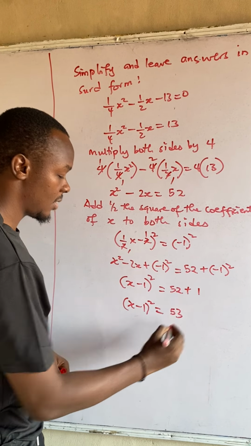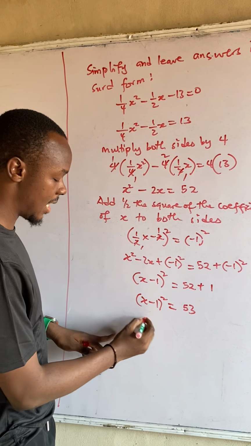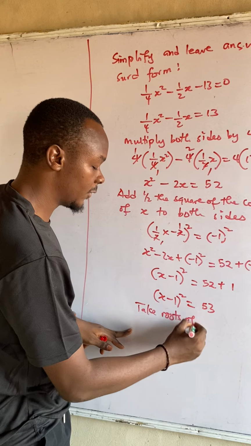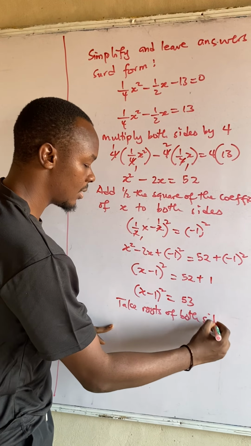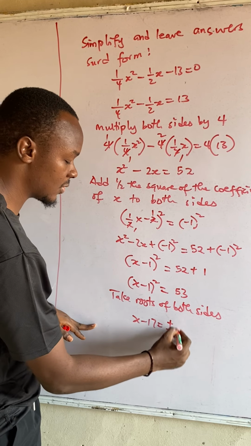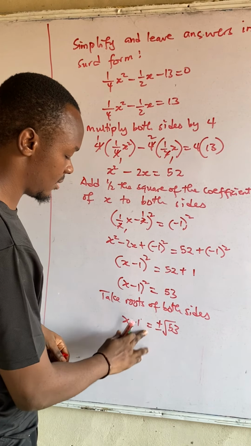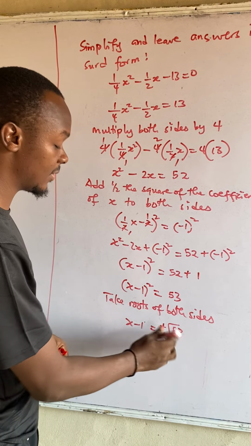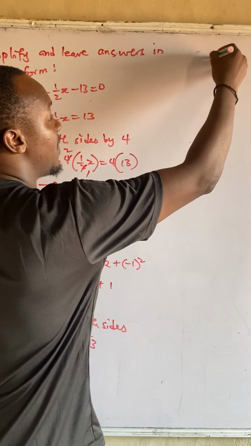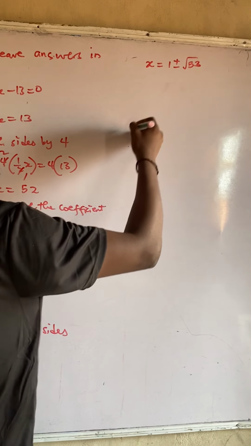So now we have this. Here we need to get rid of this square, and to do that, we'll just take roots of both sides. If we do that, we'll have x minus 1 equals plus or minus square root of 53. And so we'll go x equals 1 plus or minus square root of 53.